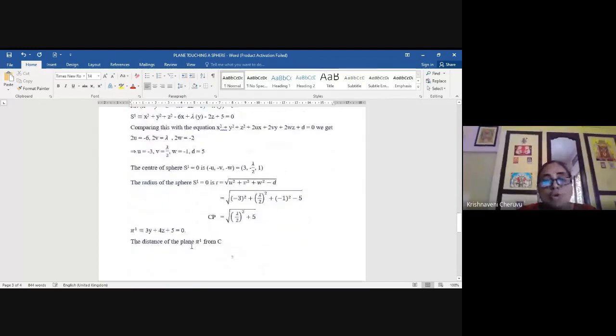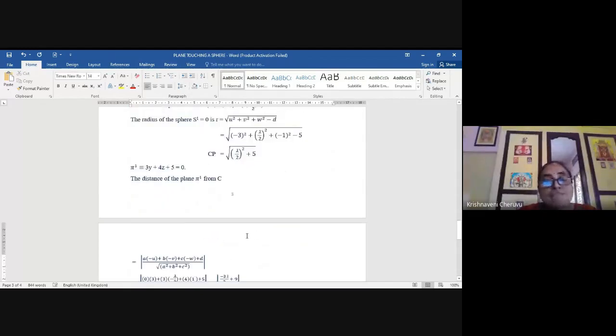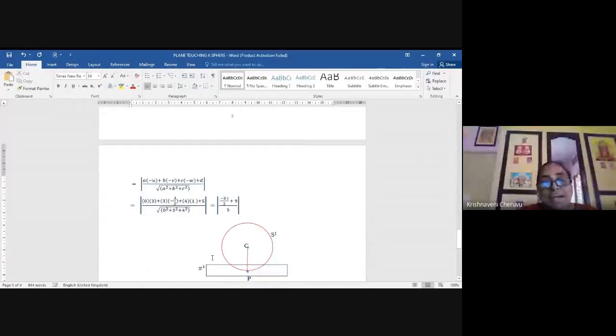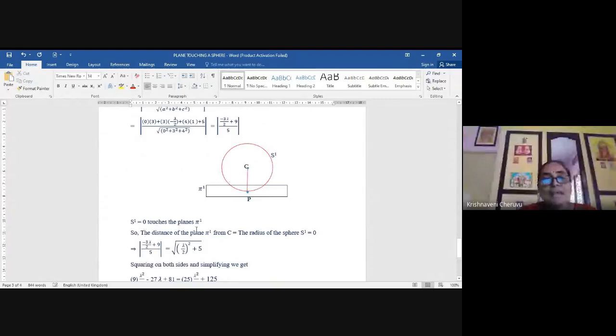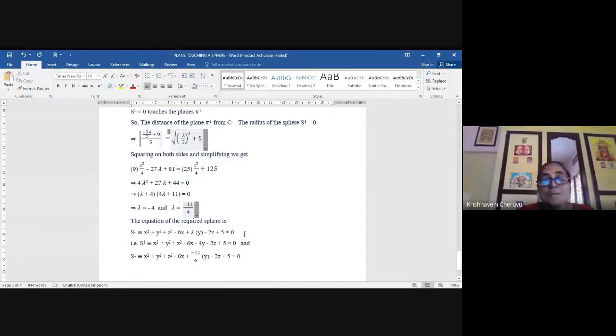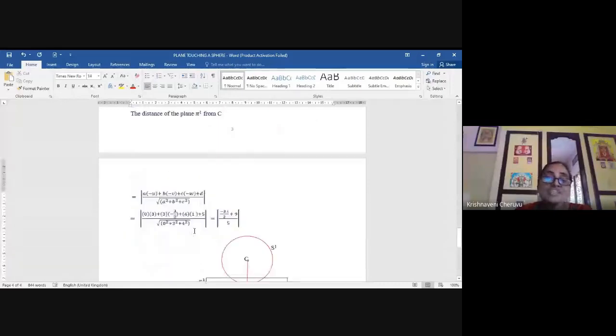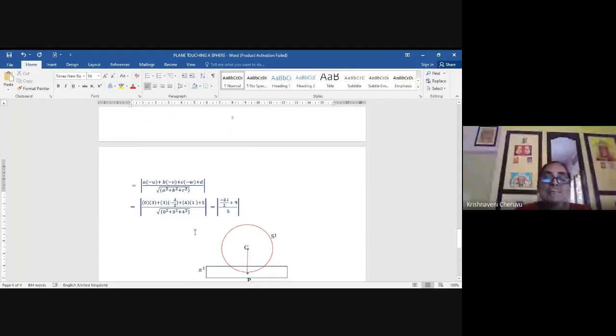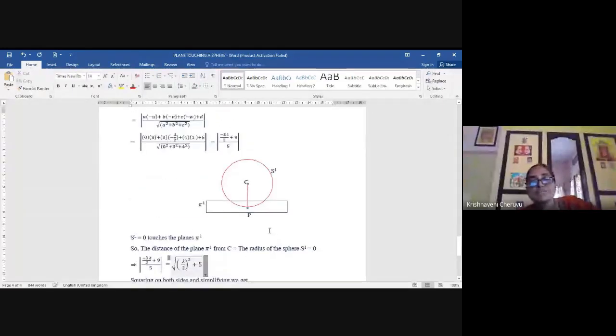So that's why I found out the radius of the sphere and also the distance of the plane from the center of the sphere, and I equated them because S dash touches the plane pi dash. After equating those two, you simplify and get the lambda values. After getting the lambda values, substitute in the required sphere, which is the sphere passing through the given circle and touching the given plane. So the condition you have to remember is: when a plane is touching a sphere, the distance of the plane from the center of the sphere is exactly equal to the radius of the sphere.